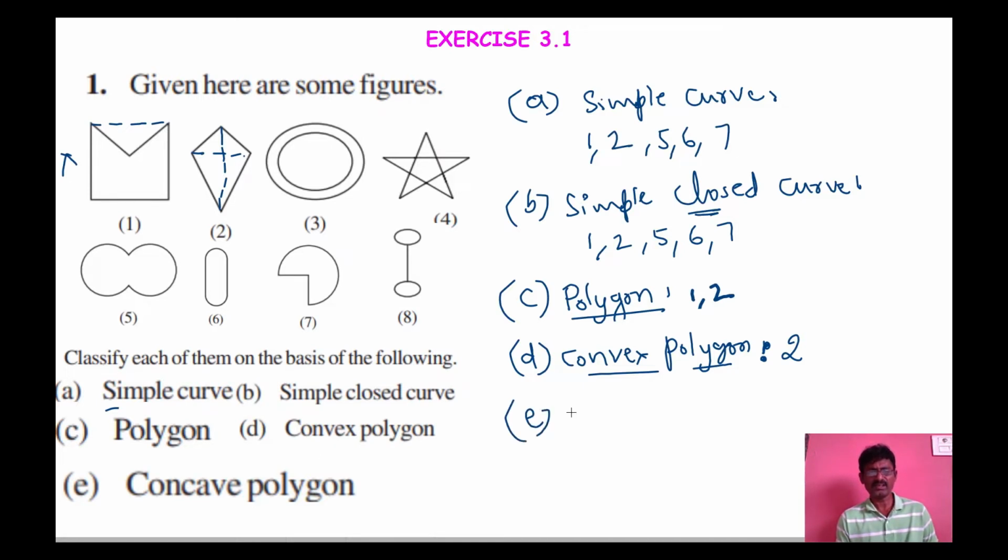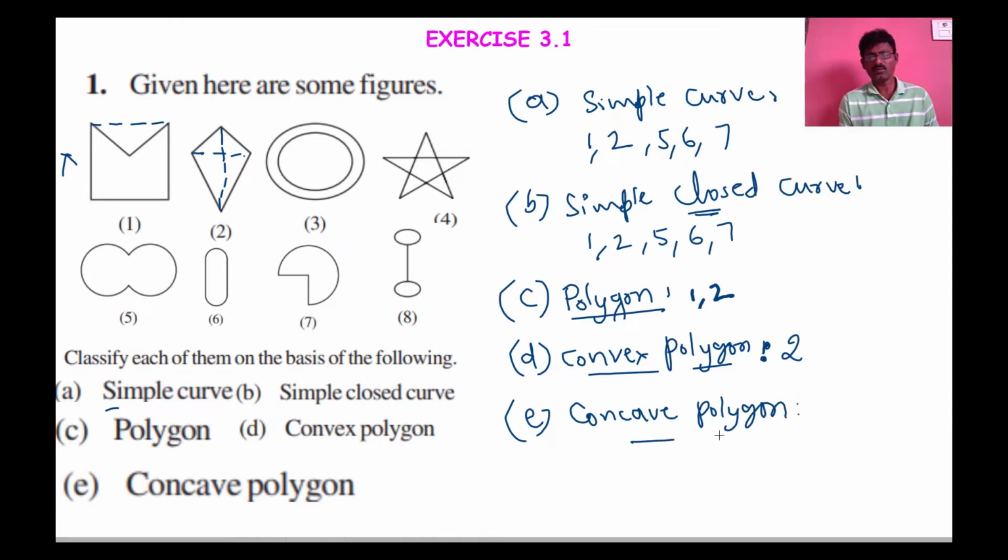So next we have E, concave polygon. Concave polygon means if any part of a diagonal is in the exterior of the polygon, then that is said to be a concave polygon. Clearly in the first one, if you draw a diagonal like this, it is in the exterior of this polygon. So clearly the first diagram is the concave polygon.